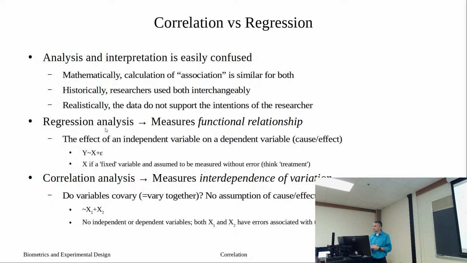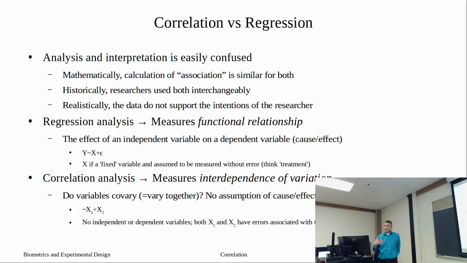Now, correlation measures the interdependence of variation, which is basically, do the variables covary? So if one goes up, does the other go up? If one goes up, does the other go down? and so forth. So we can have a positive covariation or a negative covariation.